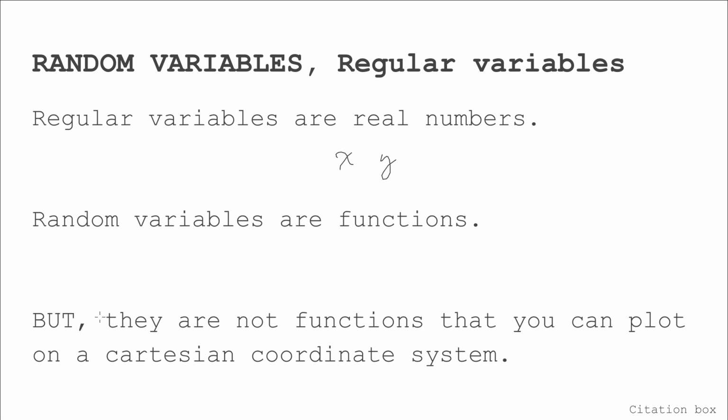One important point that I want to drive home here in terms of keeping things clear and straight is that random variables are functions, but they're not functions that you can plot on a Cartesian coordinate system. Normally you can plot a function, right? So if this is my x and this is my y, this is f of x, I can plot that. Random variables are functions, but they're not the kinds of functions that you can plot easily in this way because they map from things that aren't real numbers to the reals.